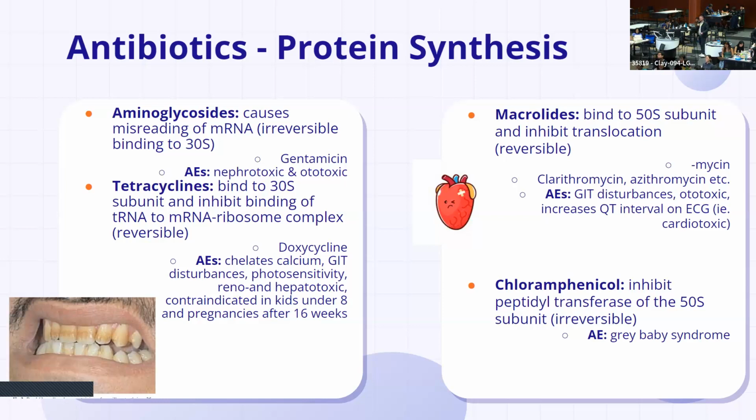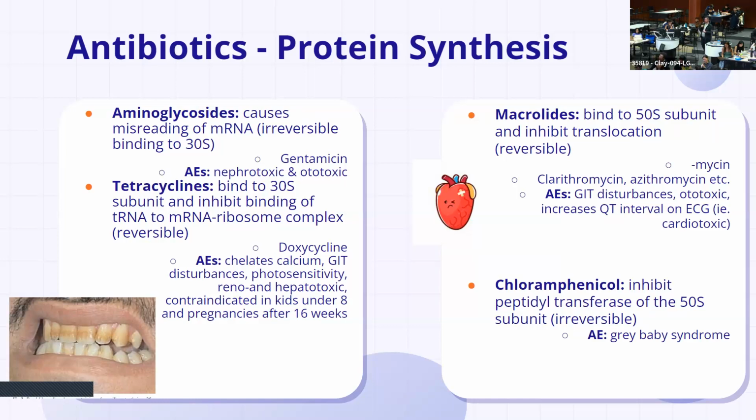The issue with doxycycline is there are heaps of different adverse effects. So you can see there with that person's teeth, their calcium has been chelated. What that means is their teeth become yellow, permanently stained. There's also gastrointestinal tract disturbances. You've got a sensitivity to the sun. Your kidneys and your liver can be toxified.